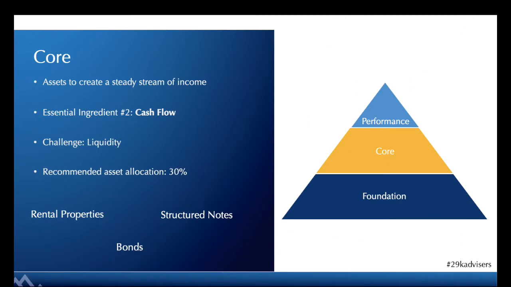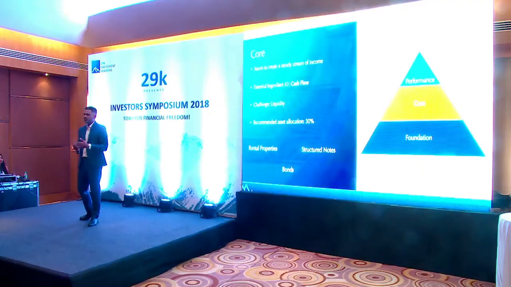We believe in the same business formula. You use the formula to create cash flow, period. We like to generate income as fast as possible. Challenge, as you know, when you invest in something like real estate or something, there's lack of liquidity. Asset allocation, 30%. Rental properties, structured notes, all these are our favorite assets. Some of them have bonds, we can consider them.